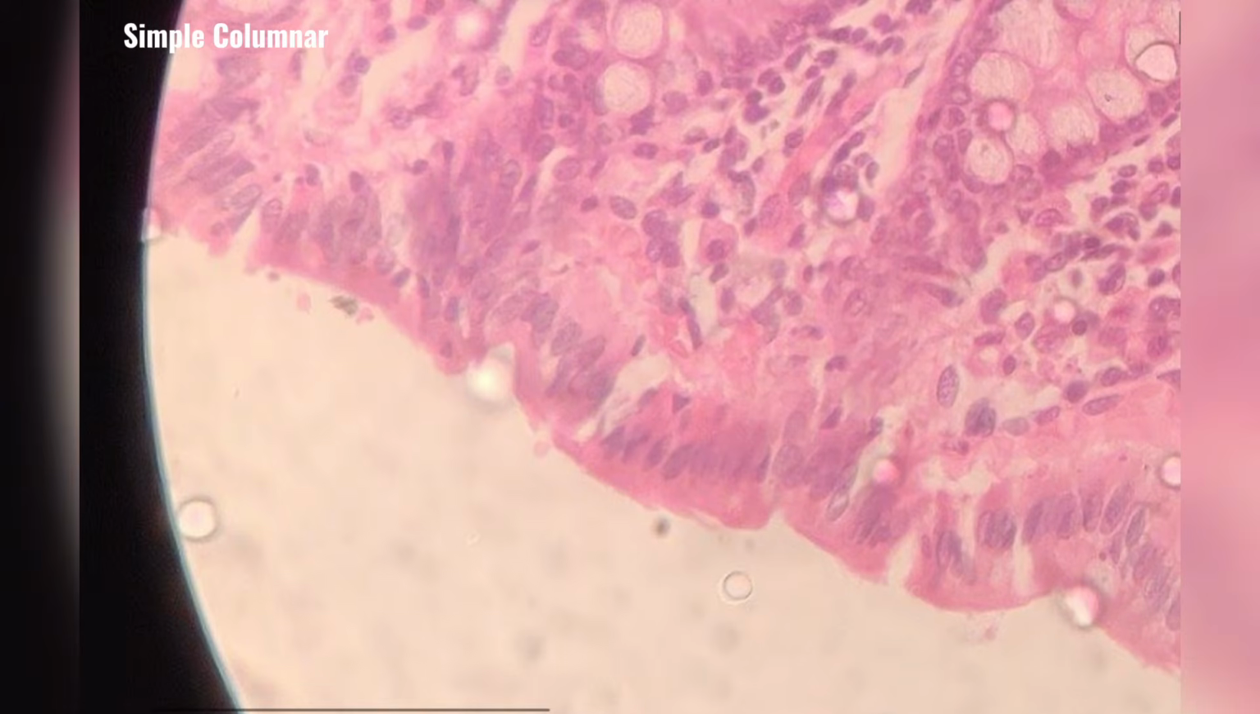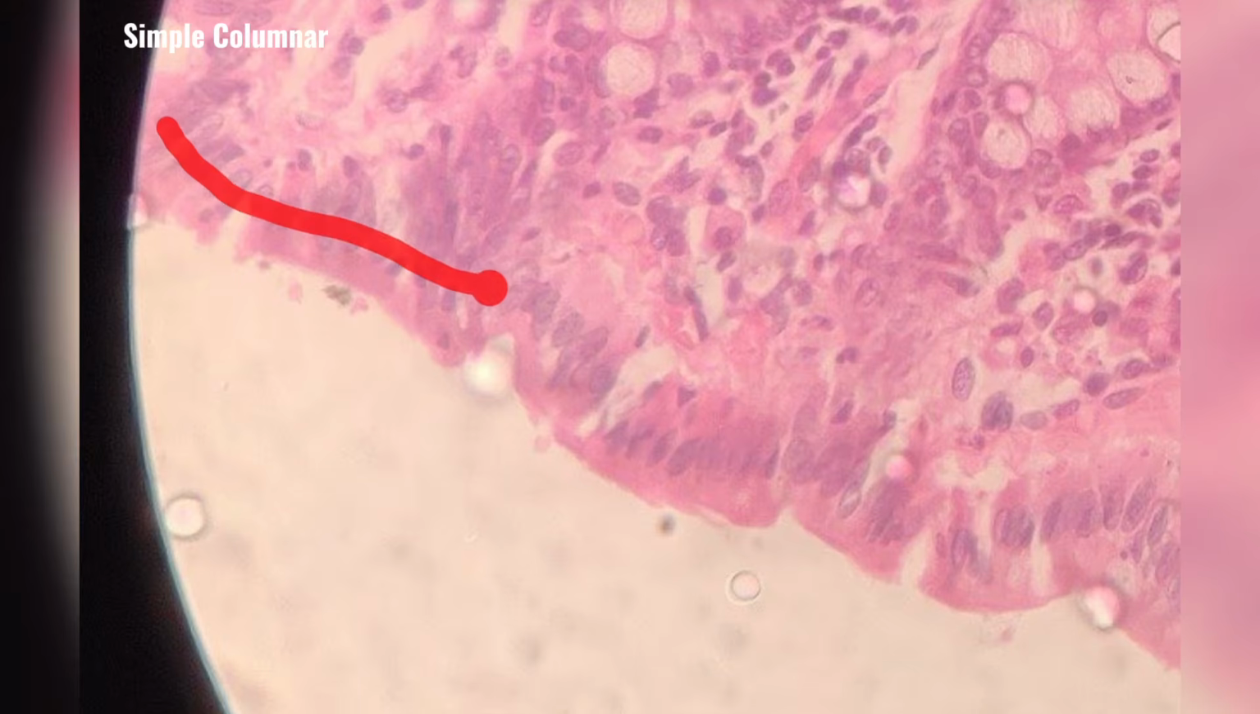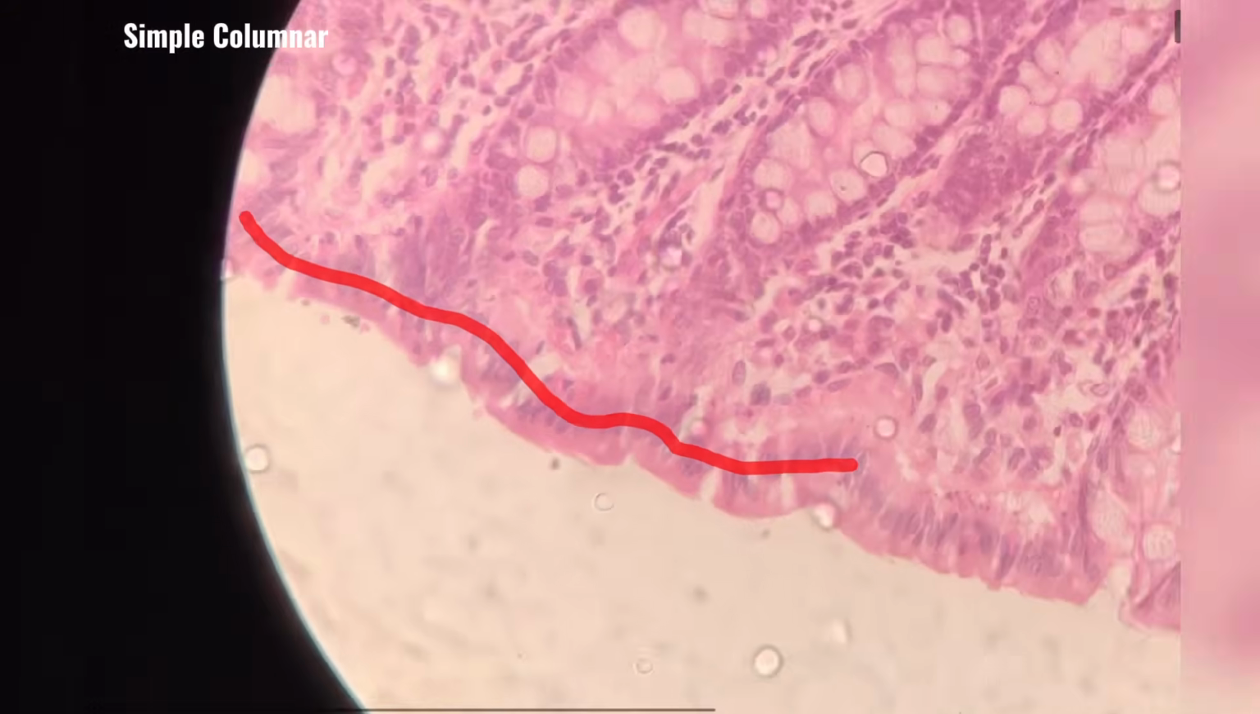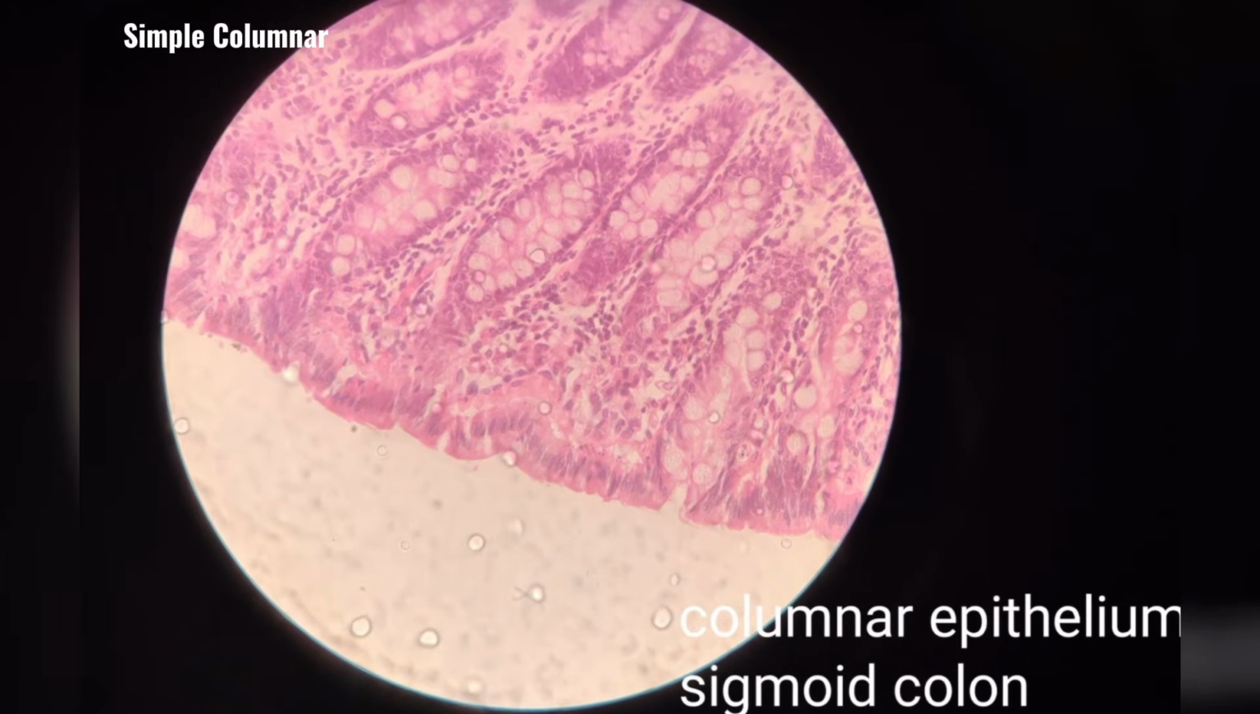Now you have these pillar-like elongated cells containing oval nucleus present at the base of the cells, and you can see that these nucleus are arranged in a single layer. So this is your simple columnar epithelium. So we are done with simple squamous with flat nucleus, simple cuboidal with round nucleus, and simple columnar with oval shaped nucleus.